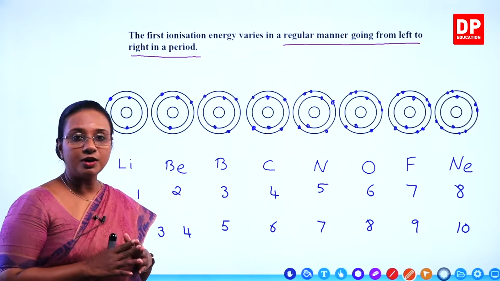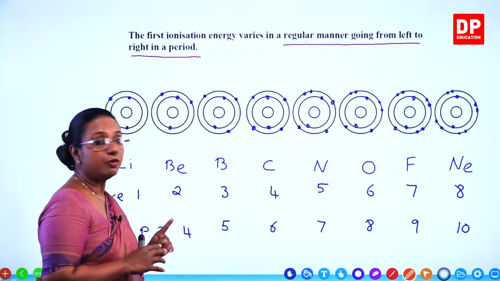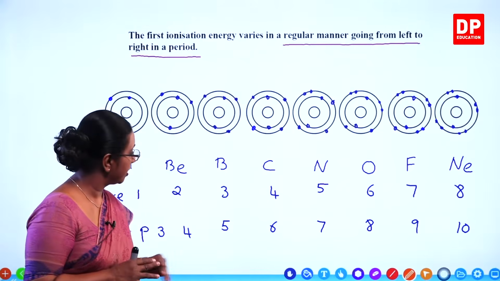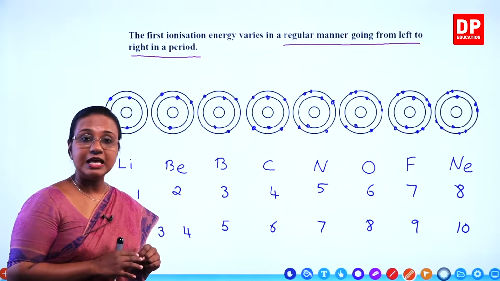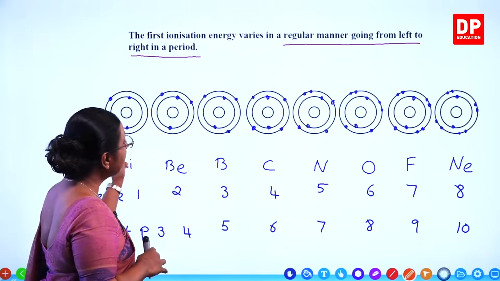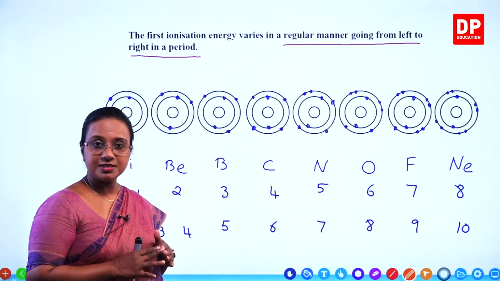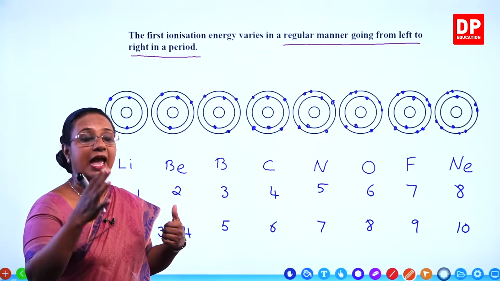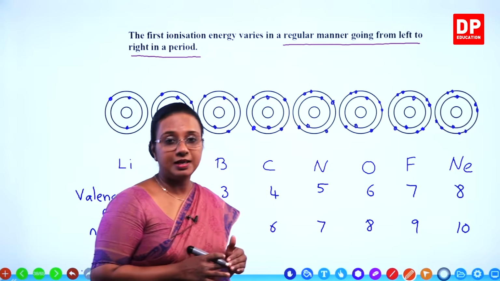There is a certain amount of attraction. When we go to beryllium, 4 positive charges are going to attract 2 electrons. Boron, 5 positive charges attracting 3 electrons. So, you can see when we go from left to right in a period, the number of protons increases. Therefore, the attraction between the proton and the electron increases along the period.